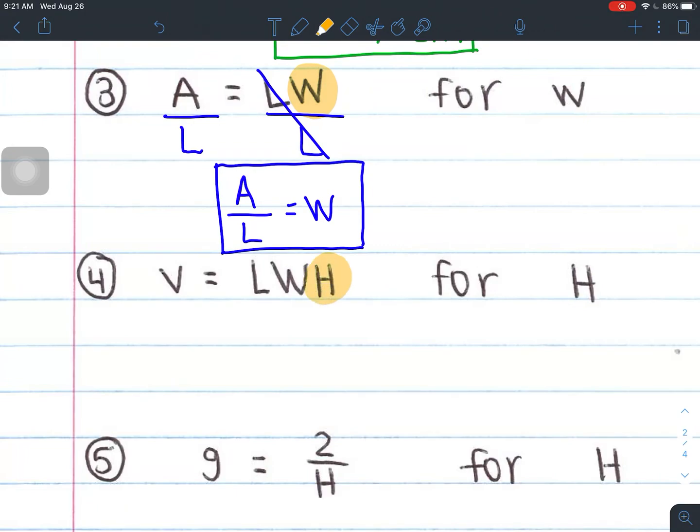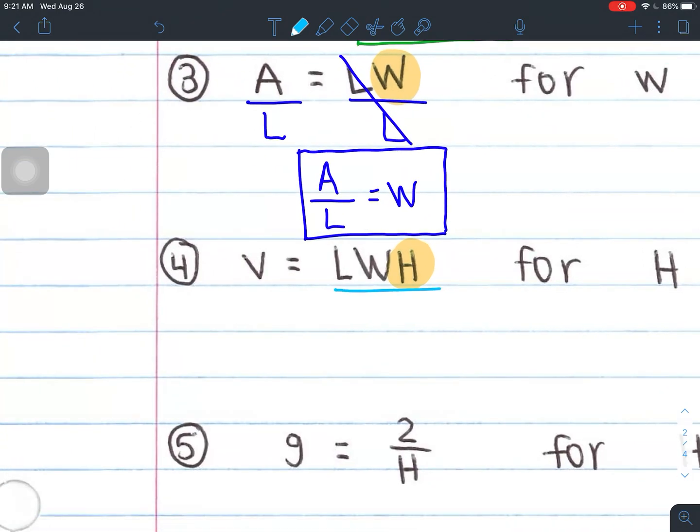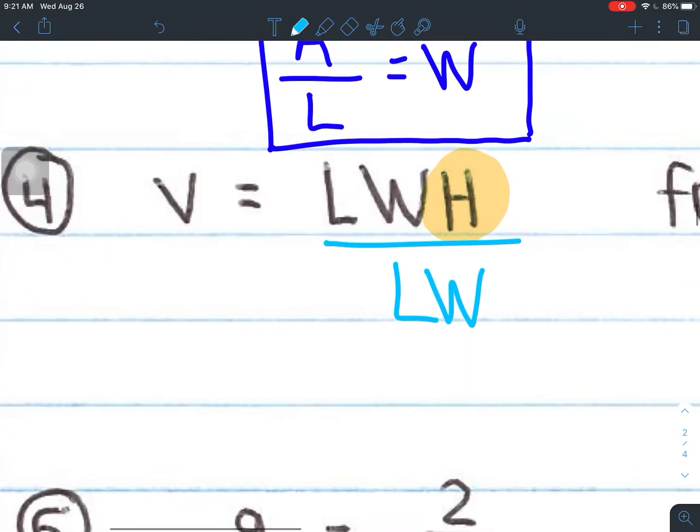Now, what's holding H back from being isolated? Well, right now it's being multiplied by L and W. I want to get H by itself. So to get rid of the L and the W in front of it, I have to do the opposite operation. And the opposite operation here would be to divide. Because L and W are being multiplied, I have to do the opposite and divide L, W out. Okay? Anything I do to one side, I have to do to the other side.